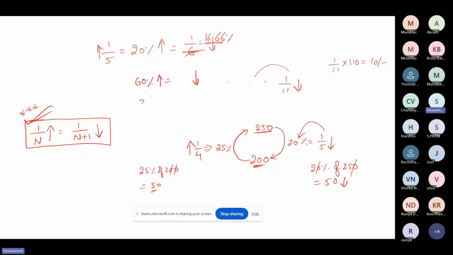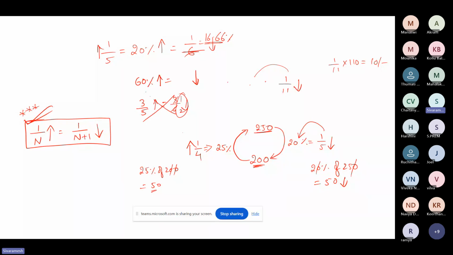60% means we can say that it is 3 by 5. When 3 by 5 got increased, people will think, okay, 3 by 6 should get decreased. 3 by 6 means 1 by 2. 1 by 2 means 50%. Actually the logic is wrong.